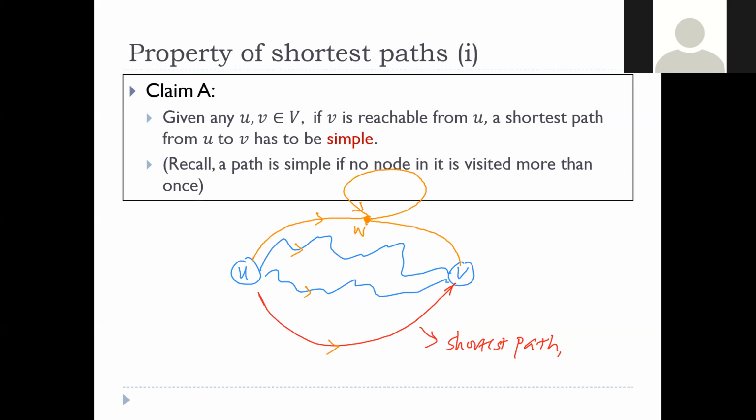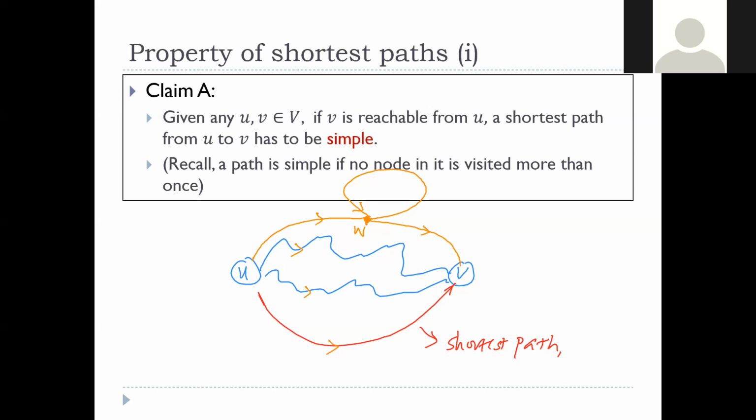Now such non-simple paths cannot be shortest. Why? Assume this orange one is the shortest path, and you present it to me saying, here, I found your shortest path, this orange one. And I look at this and say, but hold on for a minute.